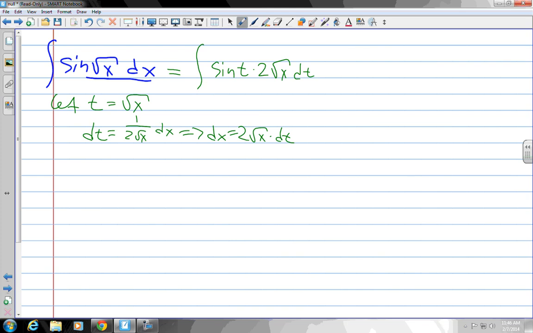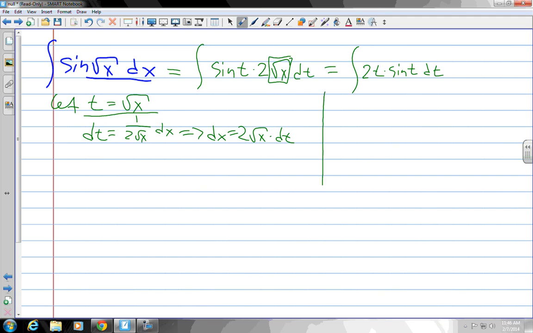That's exactly what I'm going to say, because again, I want to have the same variable. Square root of x is t. So this becomes an integral of 2t times sine of t dt. It no longer has the composition. It's just sine of t, a simple function, with an extra t on the outside. This integral can be handled with integration by parts now, because I have a polynomial function times a trigonometric function.